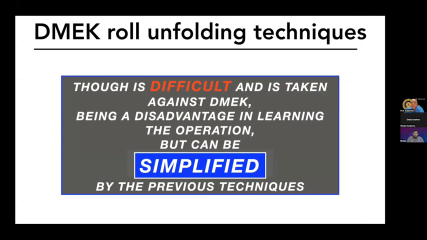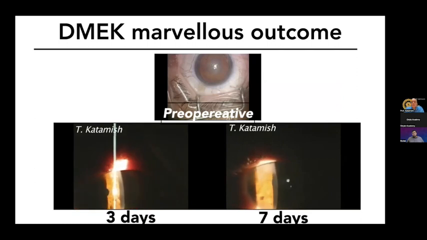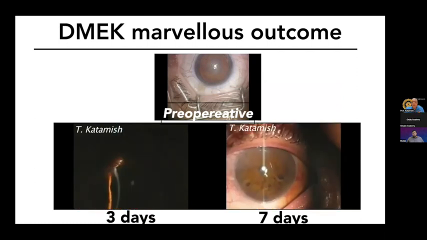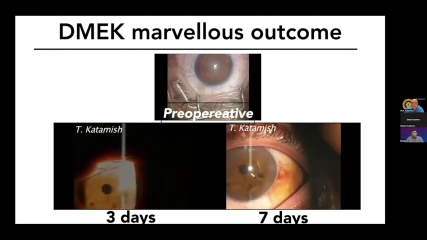DMEK roll unfolding technique is difficult and is held against DMEK as a disadvantage in learning the operation, but it can be simplified by the previous techniques. So they always say DMEK is very difficult. Yes, it is difficult, but it can be simplified by using certain simple techniques. So why am I insisting on trying to transfer our knowledge of this operation to the young generation? It's a difficult operation with a tough learning curve, because the outcome is marvelous.